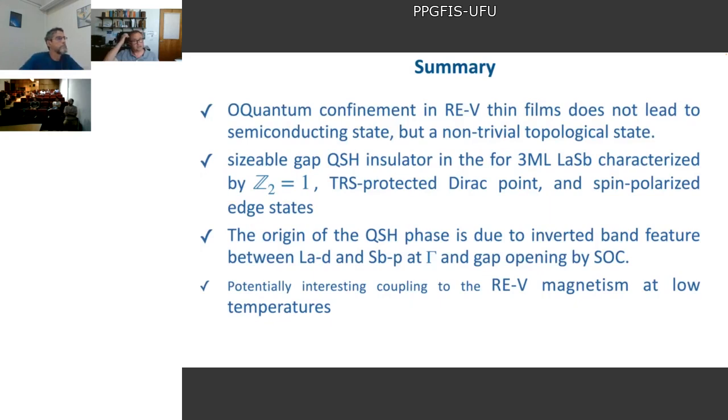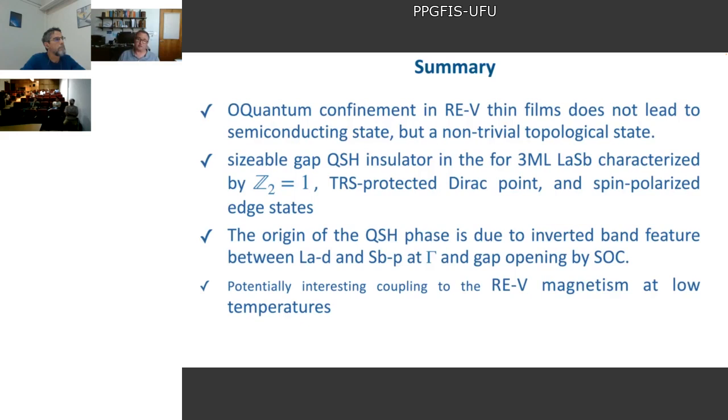And in the case of films, right, we find that the quantum confinement in films does not lead to a semiconductor state, but actually leads to a topologically non-trivial state with a sizable gap for the three monolayers.